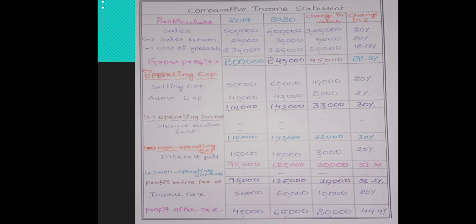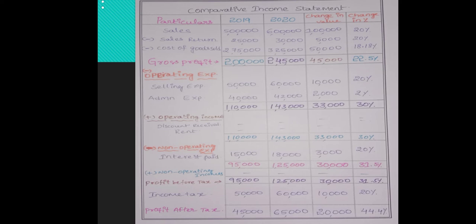So 45,000 and 65,000. 65,000 minus 45,000, we will get the value 20,000, which is the change in value. Next, 44.4% is the change in percent. How it is calculated is nothing but 20,000 divided by 45,000 into 100, we get 44.4%. So this is about the comparative income statements.